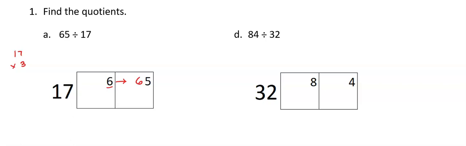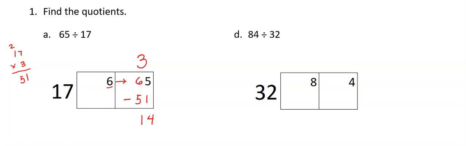I'm going to try 3. 3 times 7 is 21. Carry my 2. 3 times 1 plus 2 would be 5. So 51 is less than 65, so I'm going to give that a shot. So we'll say 3 groups of 17, which was 51. I subtract. 5 minus 1 is 4. 6 minus 5 is 1.